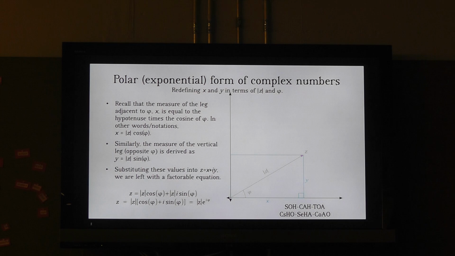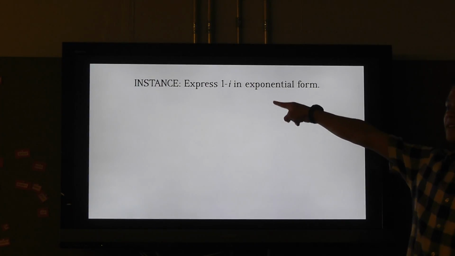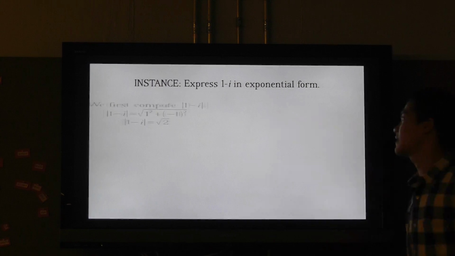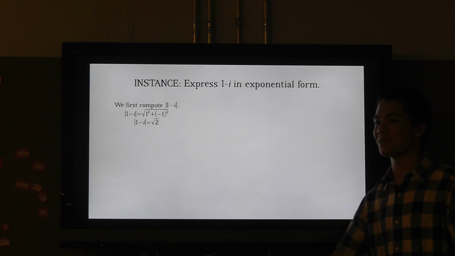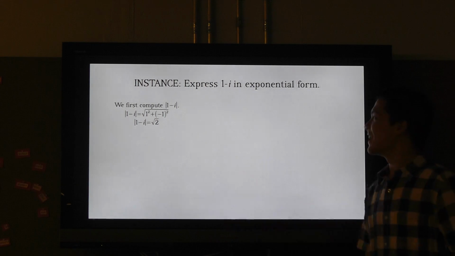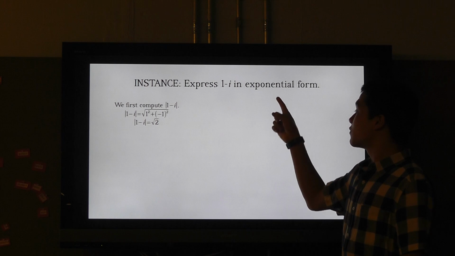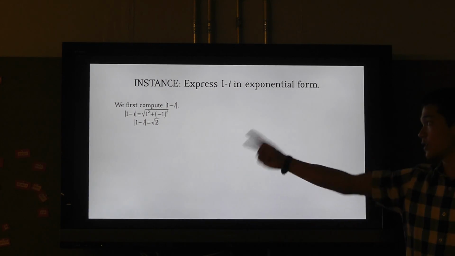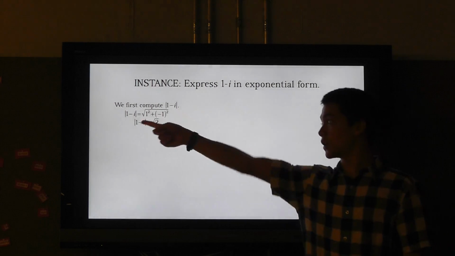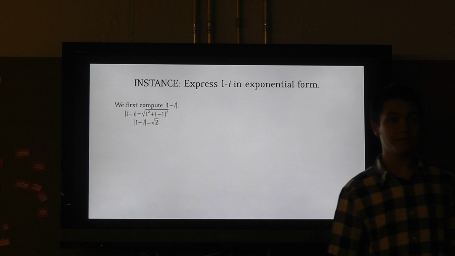Okay, so everyone clear on this? So now we're going to do an example problem. Probably would have been better to actually write example. Okay, so first, in order to express this in exponential form, we need the modulus or absolute value, and we need the argument. So first, we need to find the absolute value. So we just plug in our formula that we had before, right?